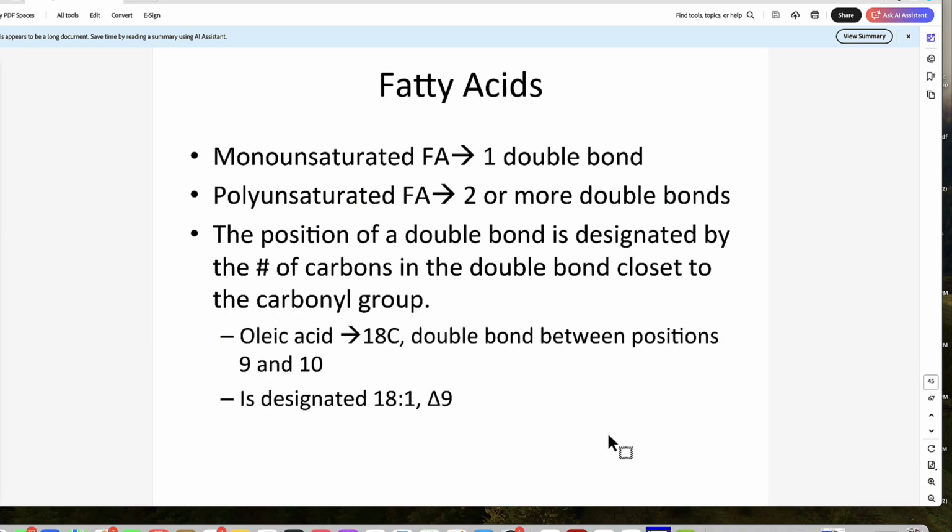So monounsaturated fatty acids have one double bond. Polyunsaturated fatty acids have 2 or more double bonds. The position of the double bond is designated by the number of the carbon in the double bond closest to the carbonyl group. So oleic acid has 18 carbons. The double bond is positioned between 9 and 10, and so its nomenclature, or its name, is 18:1 delta 9, because that is where the double bond is present.